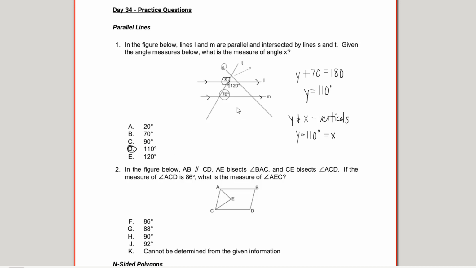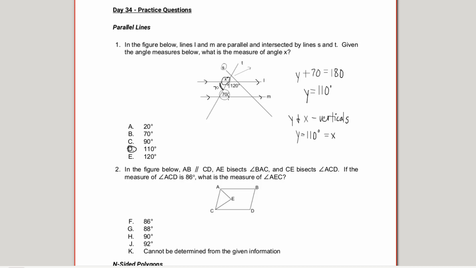There's a couple of other ways I could have done that. I could have looked at the relationship between 70 and this angle right here. Those are alternate interior angles, and they are the same. So this one is also 70. And then I could have used a supplementary relationship between this 70-degree angle and X and said 180 minus 70. That still gives me 110. So there's several different ways that we could solve that.